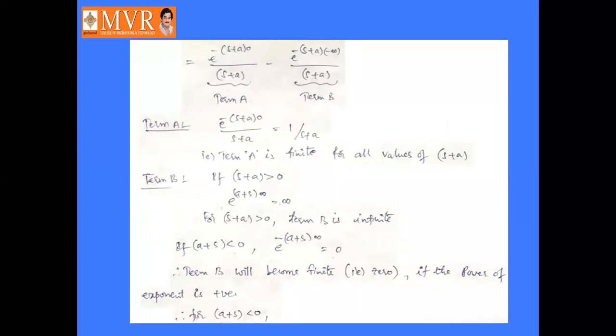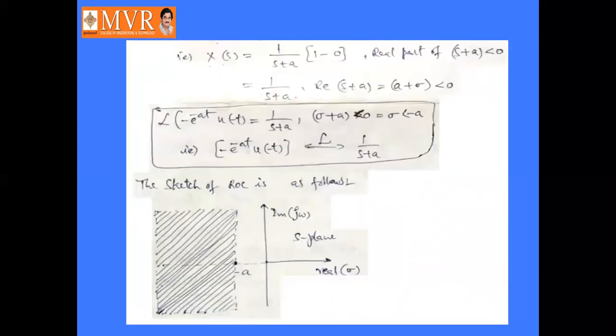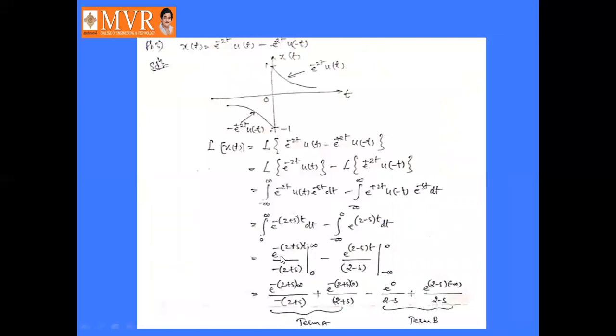So if s plus a is greater than 0, or s plus a is less than 0, here if s plus a is less than 0, we get the finite value. If s plus a is greater than 0, we get the infinite value, right? So here we will get 1 by s plus a. If s plus a is less than 0, so s is less than minus a, or sigma is less than minus a. So before minus a, we will get the ROC in the s plane, like that. So this is a combination of two problems, problem number one and problem number two.